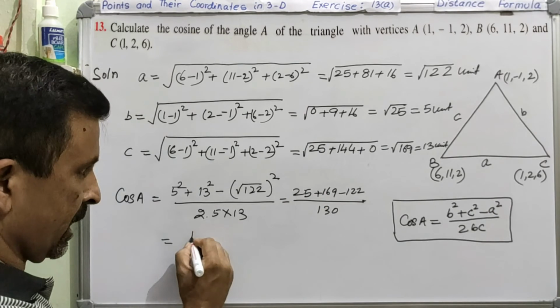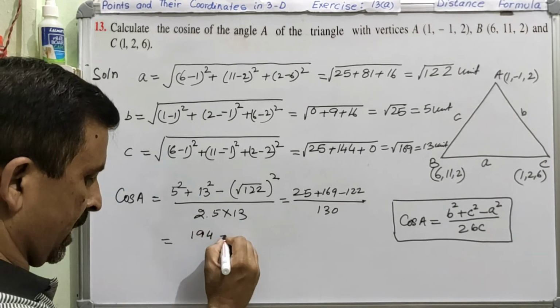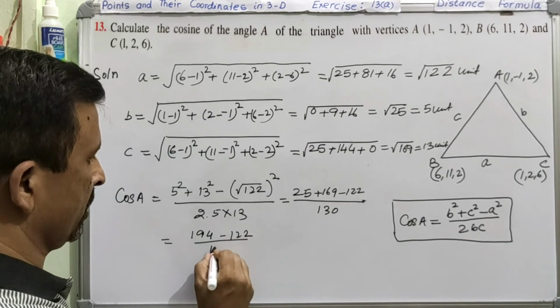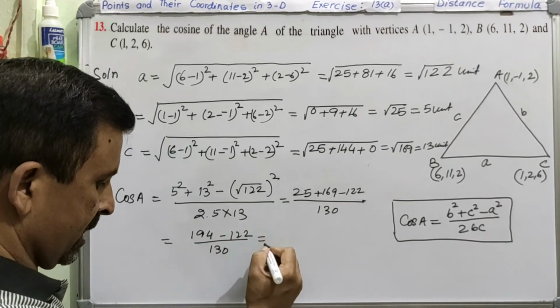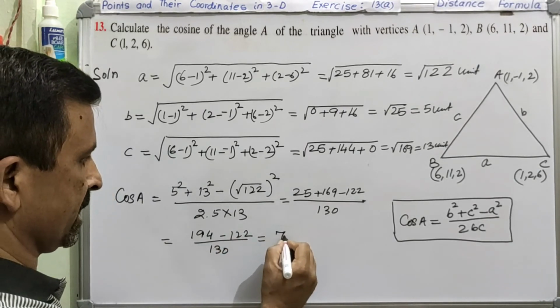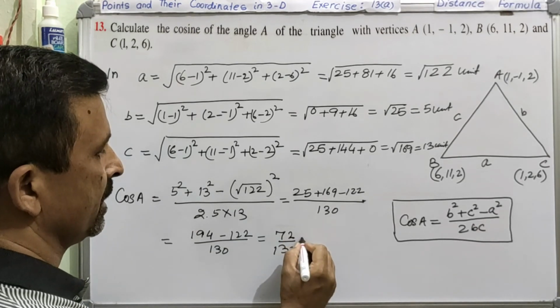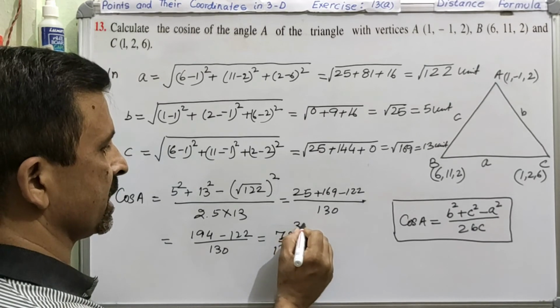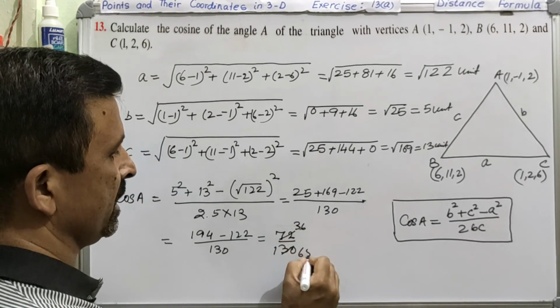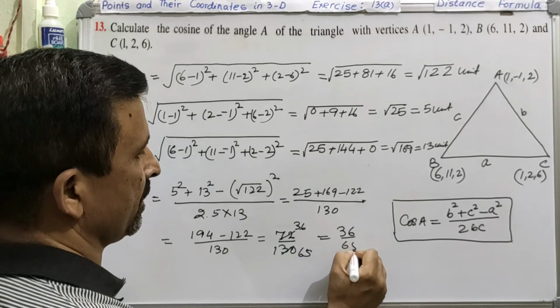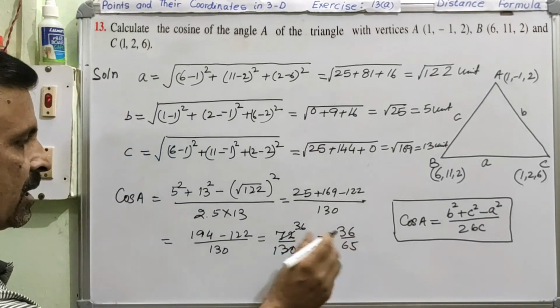So this will be 194 minus 122, divided by 130. So this becomes 72 over 130. Now simplify. 2 threes are 6, 2 sixes are 12, so 72 becomes 36; 2 fives are 10, 2 sixes are 12, so 130 becomes 65. So this becomes 36 over 65. It cannot be simplified anymore.